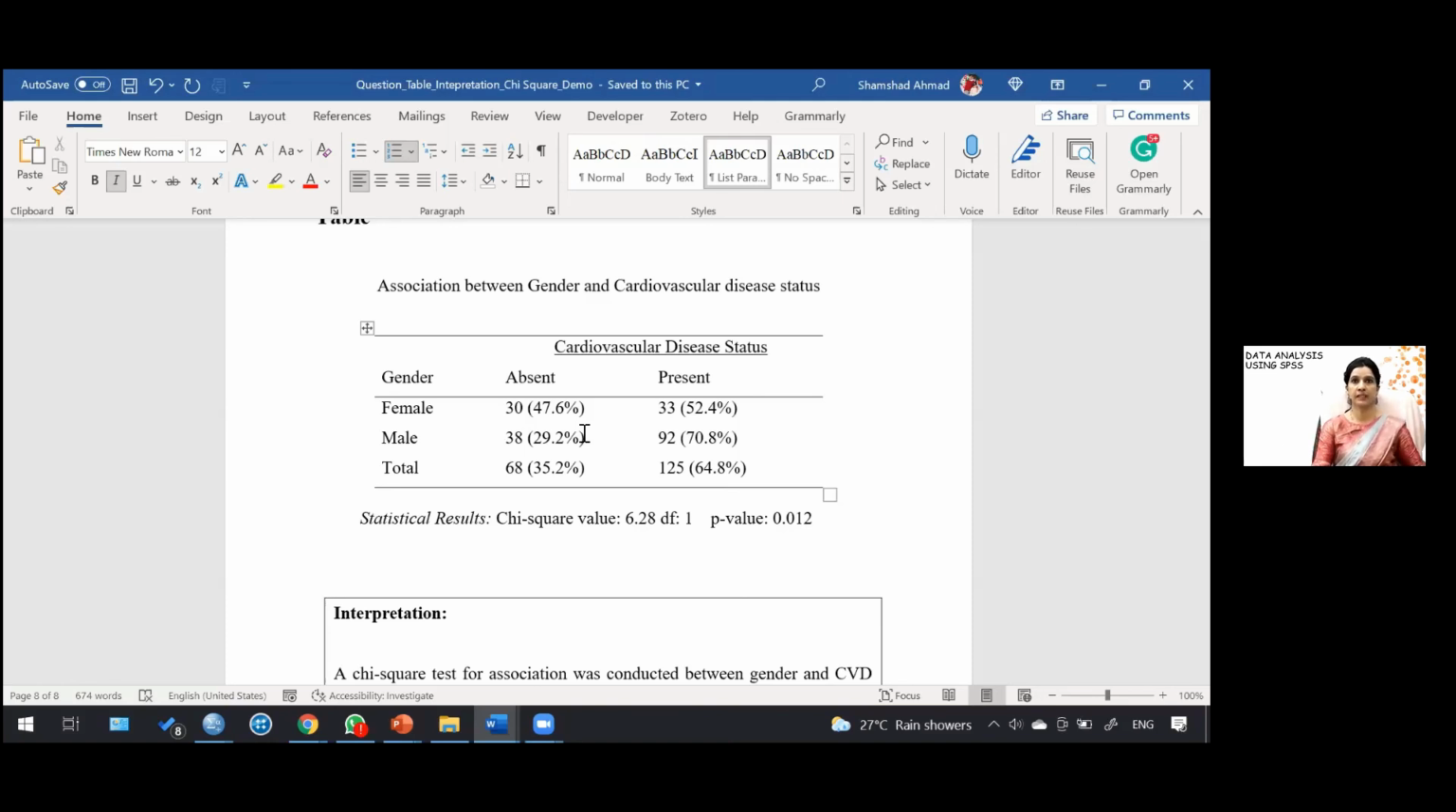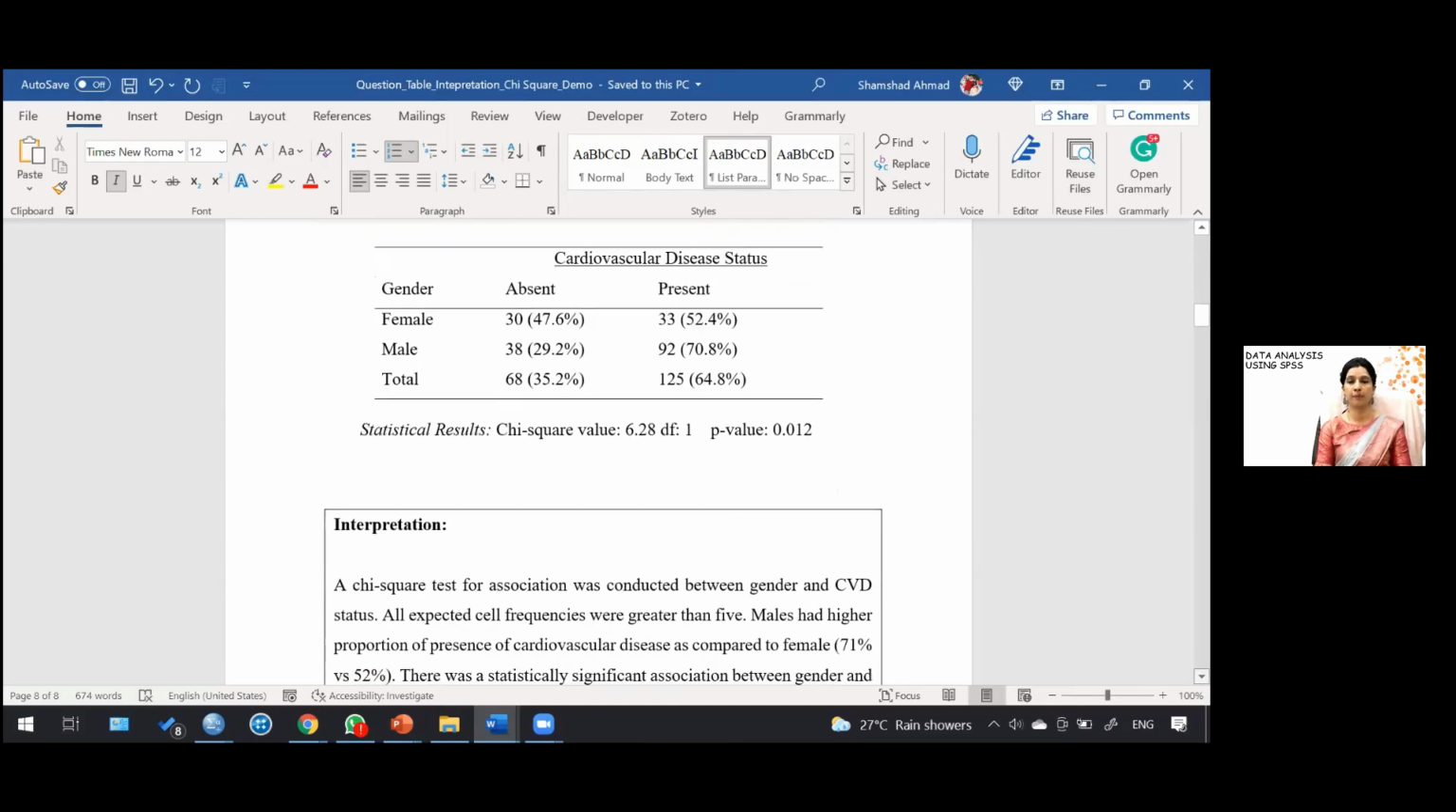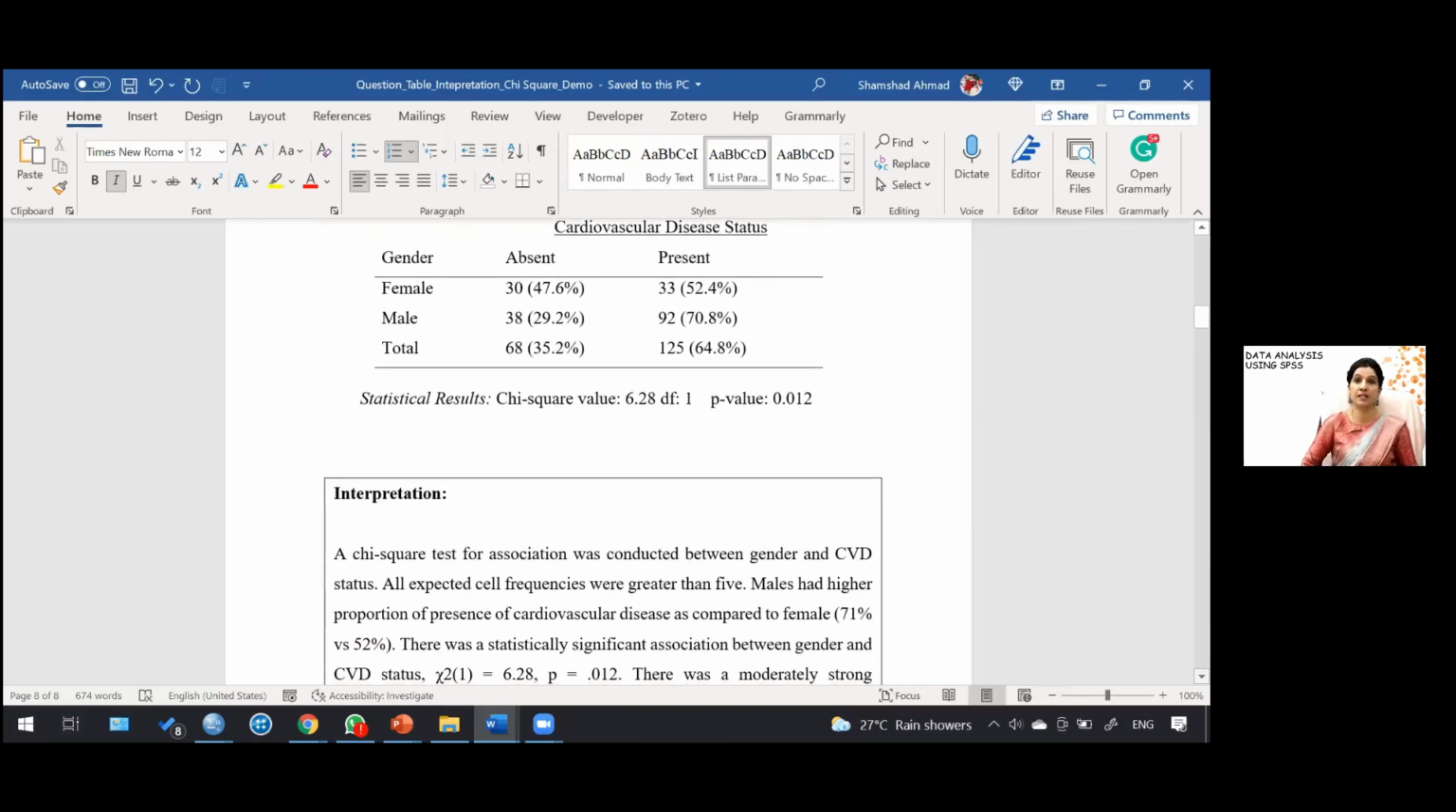So this is the 47 and 52%, the percentage which you have seen there, the observed percentages. This is the chi-square value 6.28 with 1 degree of freedom, and the p-value was 0.012. The p-value is always expressed as the actual value which you have gotten in your data table. Generally, we discourage you from writing p-value less than 0.05 because that doesn't tell us the exact p-value. So these days, you should report the exact p-value which is coming in your output.